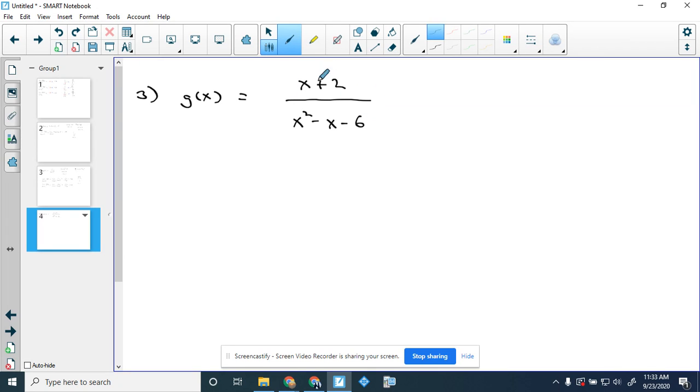So again, it's a fractional function. It's a rational function. Right, so it is undefined when the bottom is equal to 0. So I would set the bottom equal to 0, and then hopefully I can factor this, and it looks like I can. It looks like (x minus 3) and (x plus 2) would be the factorization of that, right? And so I'm going to get x equals 3 and x equals -2.